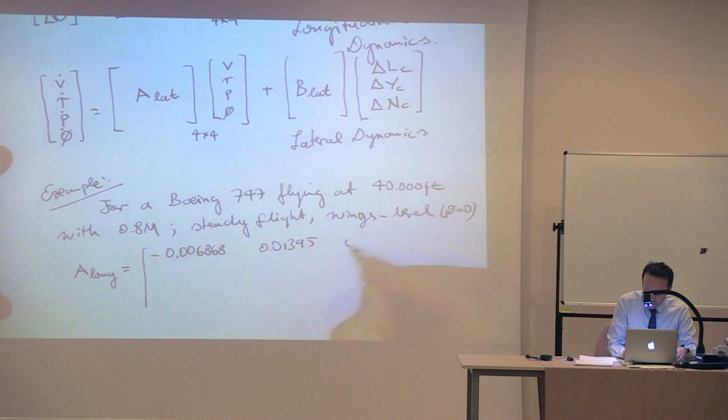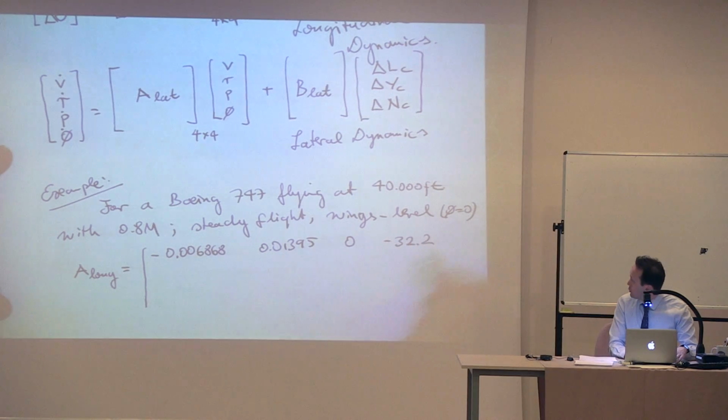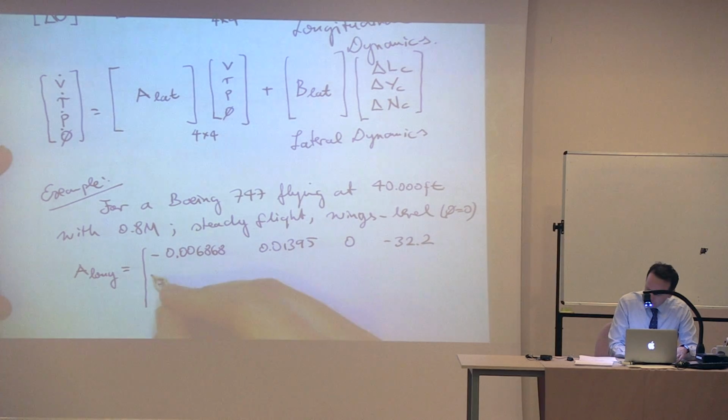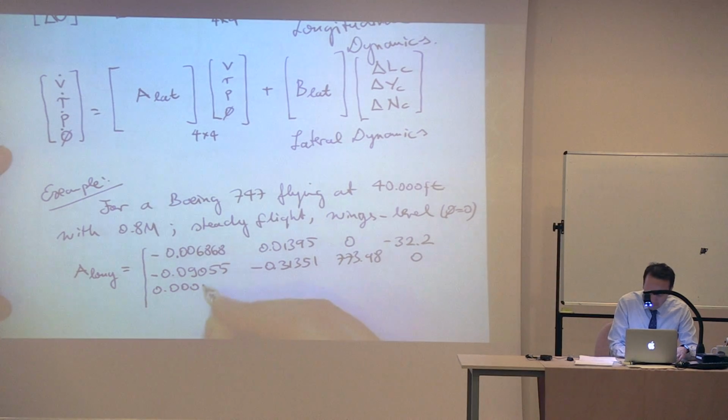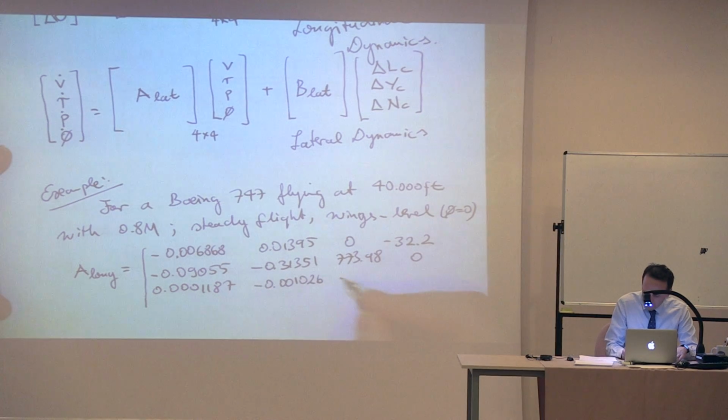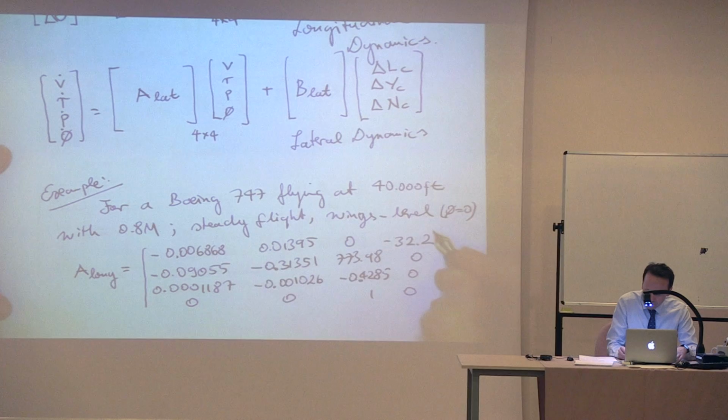1395, 0, minus 32.2. So that's the first line, okay? 0.09055, minus 0.31351, 980. Zero, 0, 0, 1, 0.